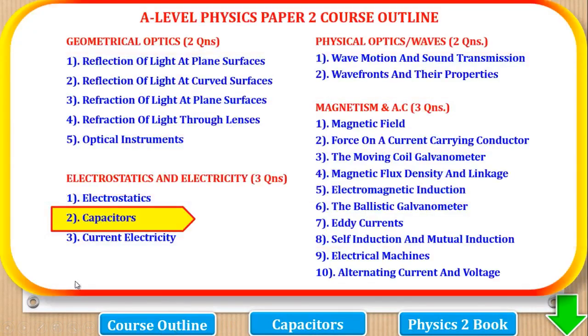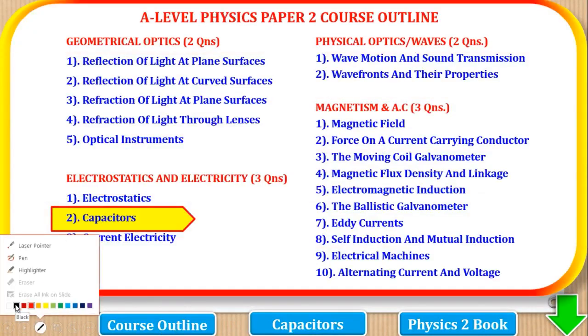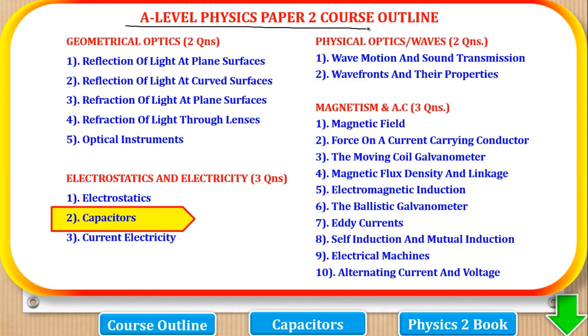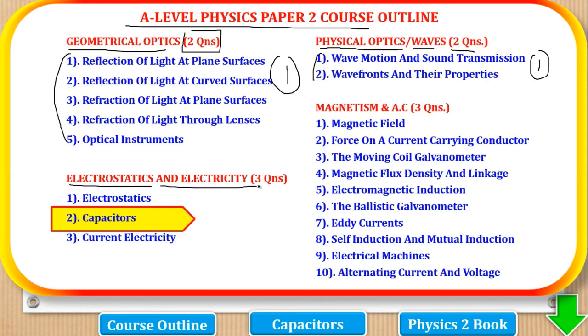So before we proceed, let's first look at the course outline for this physics paper 2. Physics paper 2 is divided into 4 parts. The first part is geometrical optics, where 2 questions come from these topics and the students must answer 1. That is compulsory. Then the next part is physical optics, or what we call waves. Also 2 questions come from these topics and the student must answer 1. The third part is electrostatics and electricity, where 3 questions come from these topics. And the fourth part is magnetism and alternating current, where 3 questions come from these topics.